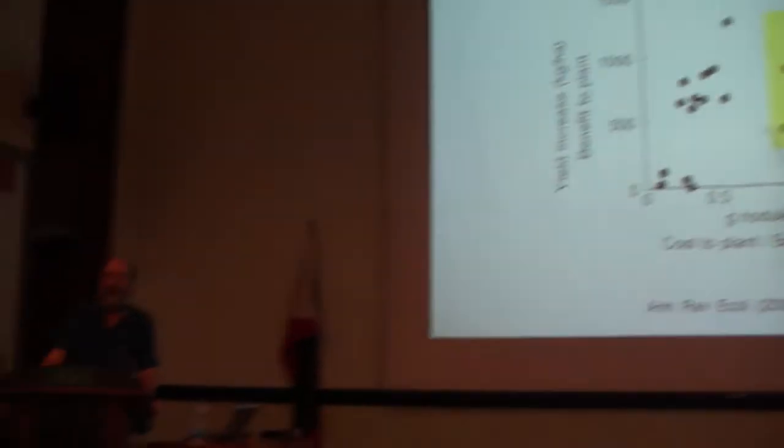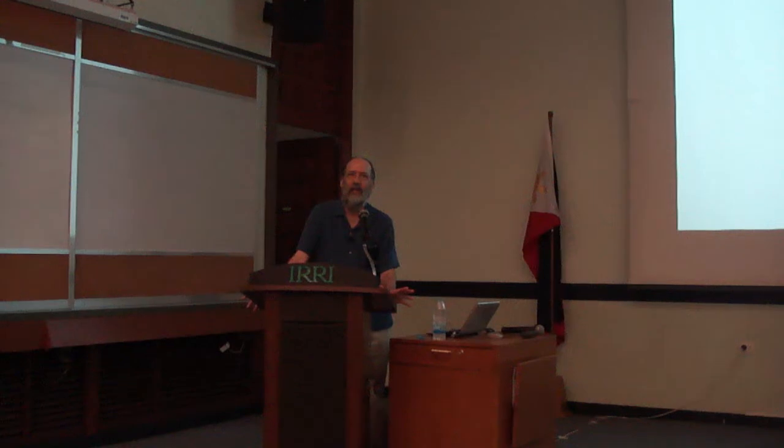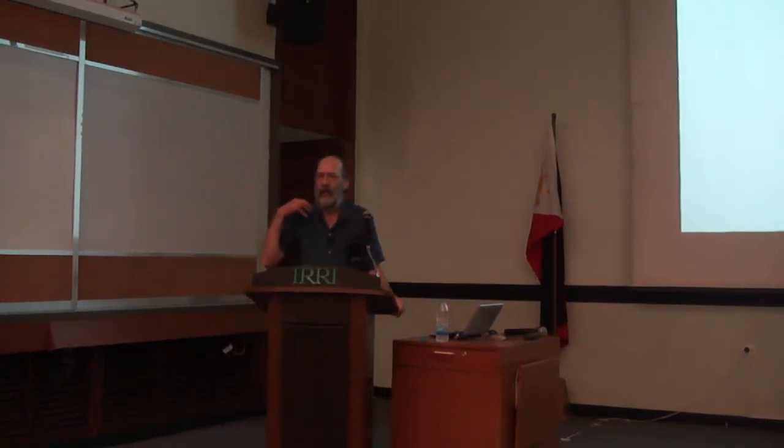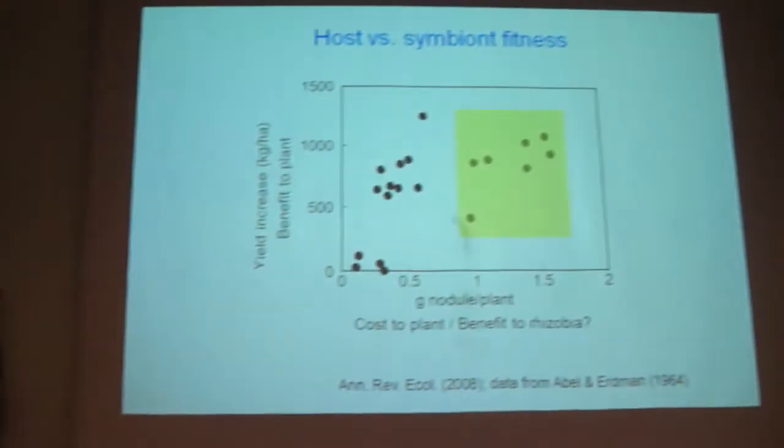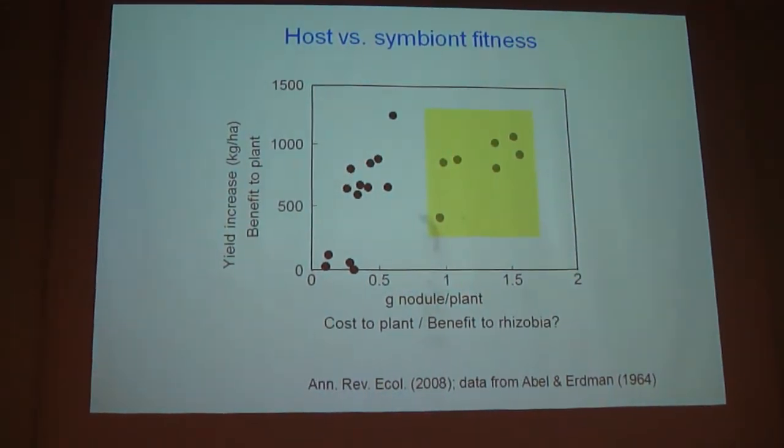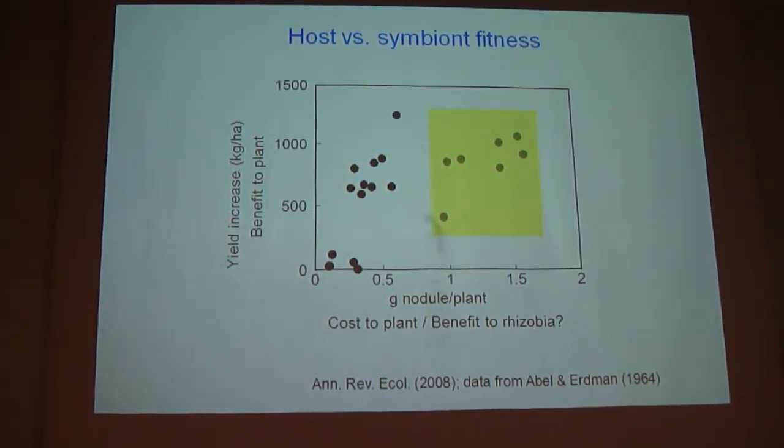So I've argued that we could substantially increase the benefits to soybeans from rhizobia if we could increase the fraction of nodules that are occupied by the most beneficial strains. And so one question, of course, is, well, what's the deal? Why are soybeans stupid enough to let these guys into their nodules?